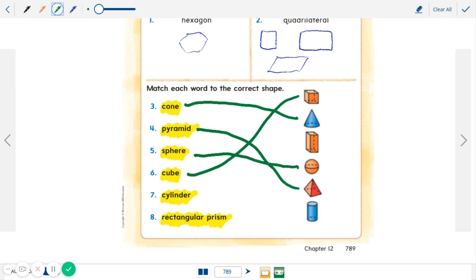Number 7, we have a cylinder. A cylinder is a 3-dimensional shape that is shaped like a can. So that should go down there to the very last shape. And number 8, our last one, is a rectangular prism. And a rectangular prism is a 3-dimensional shape with 6 faces that are rectangles. So hopefully you were able to get all of those right on the first page, but if not, that's okay. Everybody makes mistakes, just correct your answers, and let's move on to page 790.